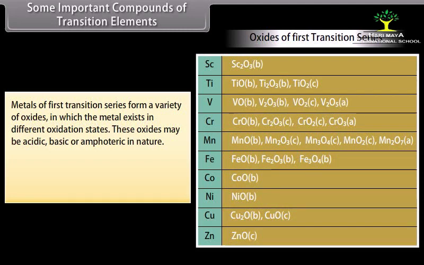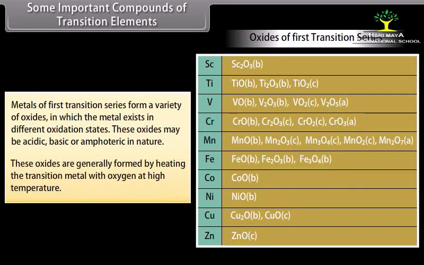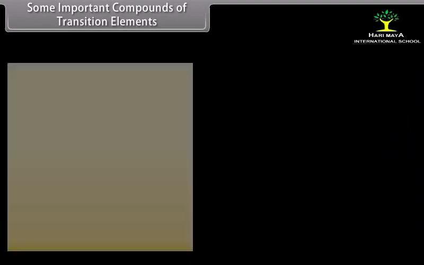These oxides may be acidic, basic, or amphoteric in nature. Stable oxides have been shown in bold type. A indicates acidic, B indicates basic, and C indicates amphoteric nature of the oxide. These oxides are generally formed by heating the transition metal with oxygen at high temperature.